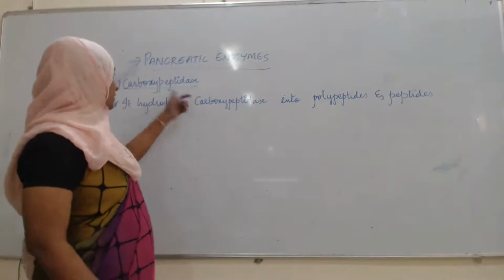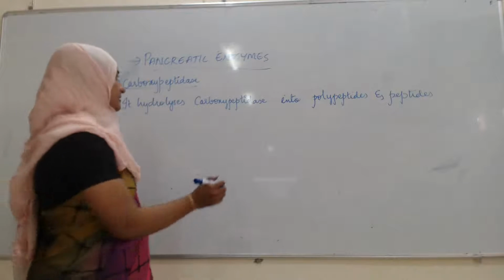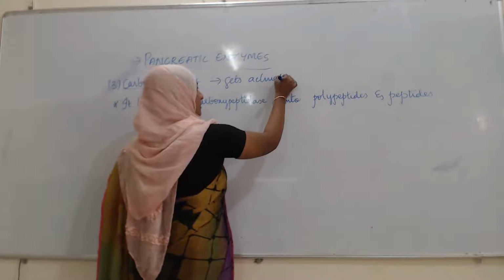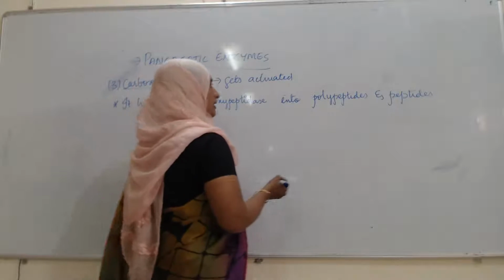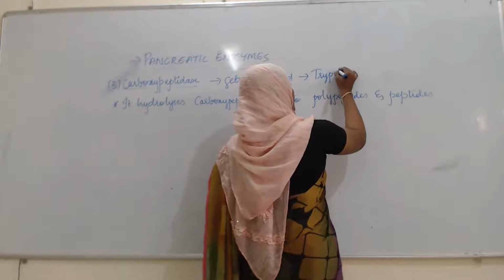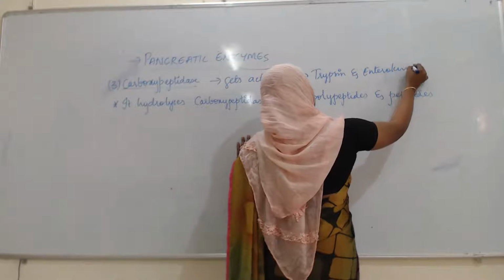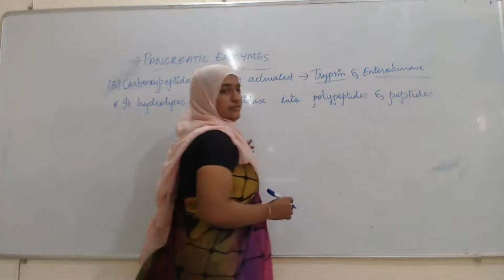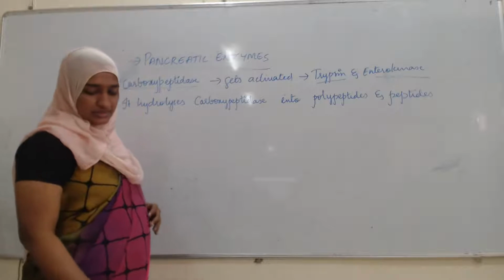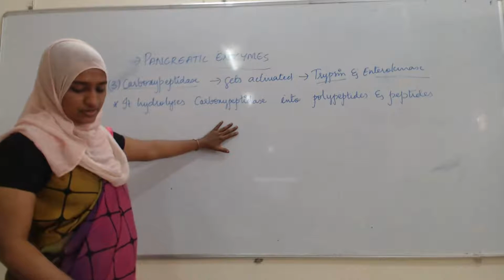And one more thing, this enzyme is also secreted in an inactive form, which gets activated by two enzymes. What are they? That is trypsin and one more, enterokinase. These both enzymes are responsible for activating this carboxypeptidase.